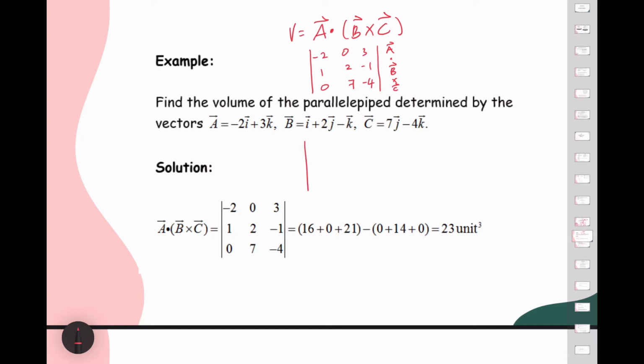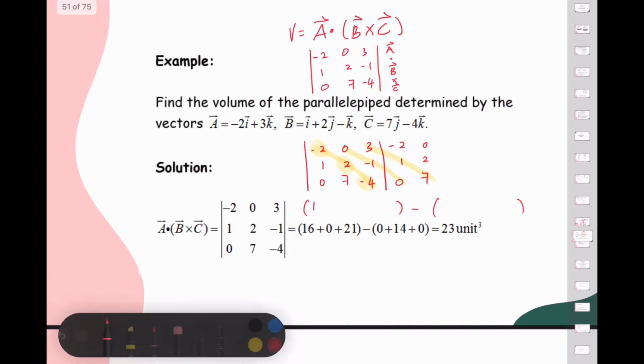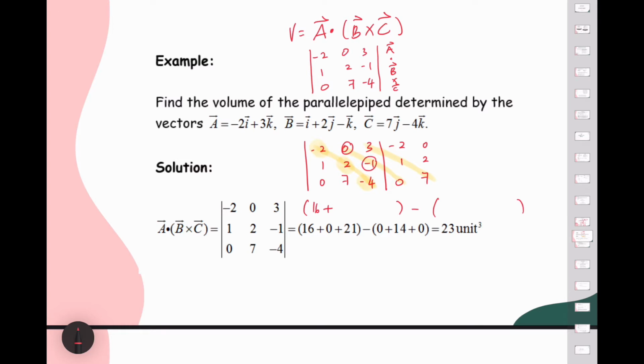Let's say we have negative 2, 0, 3, 1, 2, negative 1, 0, 7, negative 4. Okay, then we copy 2 columns outside, 0, 2, 7. Then we have 2 brackets here. The first one is this one multiply plus with this one plus with this one. So negative 2 multiply with 2, negative 4, negative 4 multiply with negative 4, you get 16. So we have 16 plus 0 times negative 1, 0 times 0 is 0, plus 3 times 1 is 3, 3 times 7 is 21.